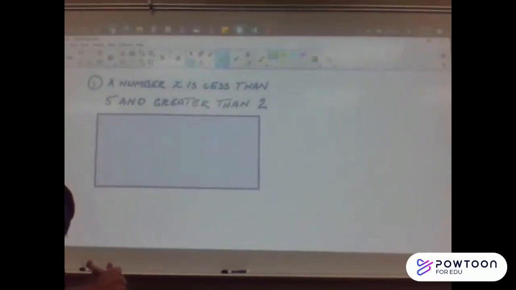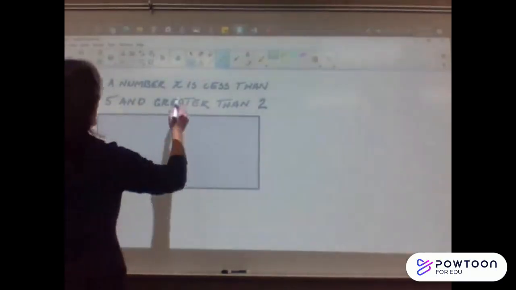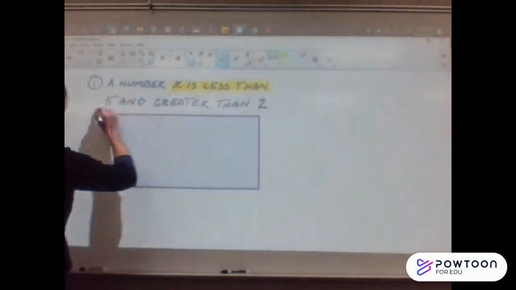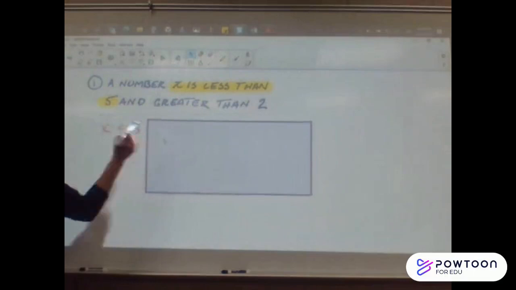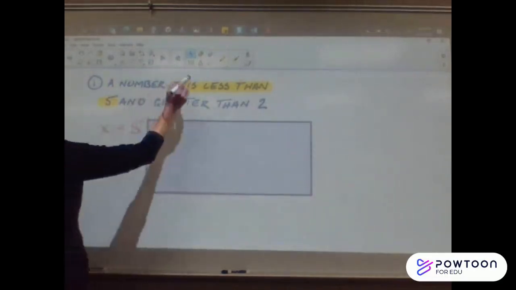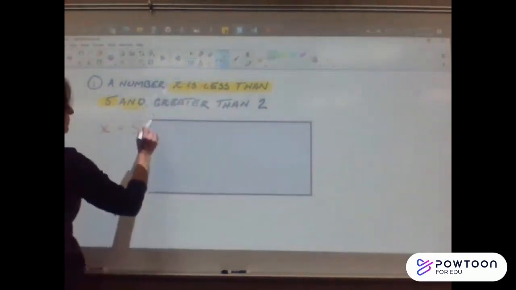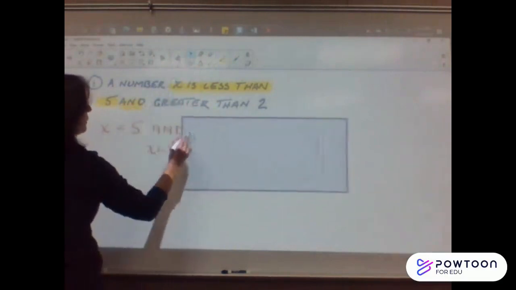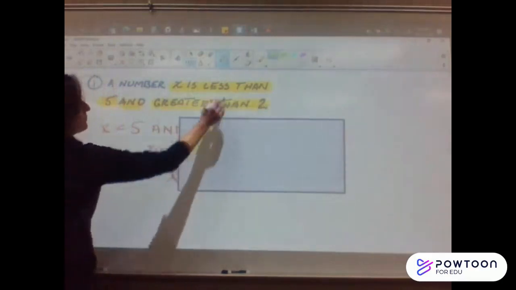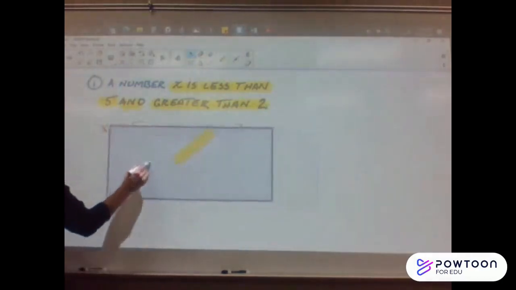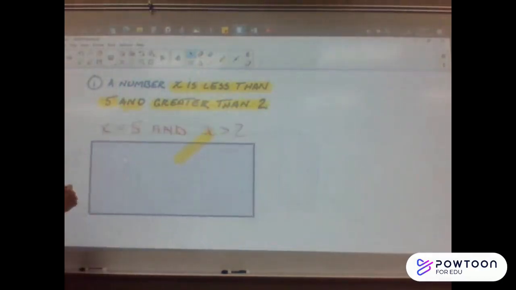Okay, to write an inequality to go with this statement, we have a number x is less than 5. So there we have x is less than 5. And greater than 2. So to get the greater than 2, we would have it wrote that way.